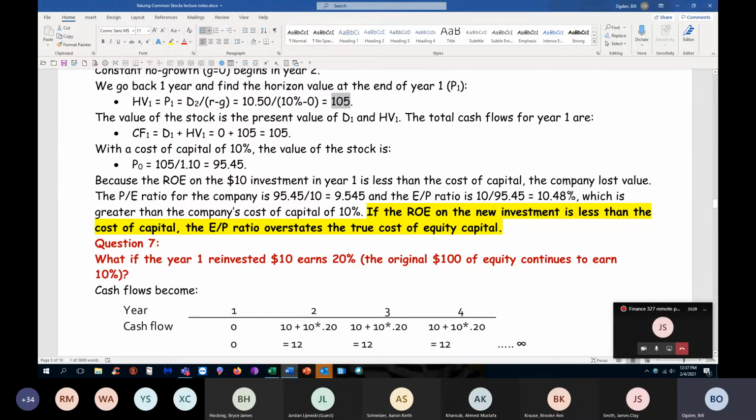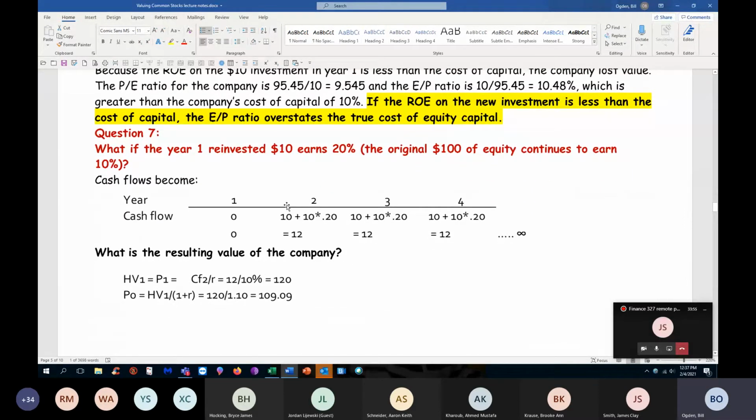or we get 10.48%, which is greater than the company's cost of capital of 10%. So lesson one, and we'll summarize this again later, if the ROE of the new investment is less than the cost of capital, the EP ratio overstates the true cost of equity capital. And then let's take the other extreme, what if it earns over the cost of capital? So we're going to take 20%, to try to make this a little more obvious.